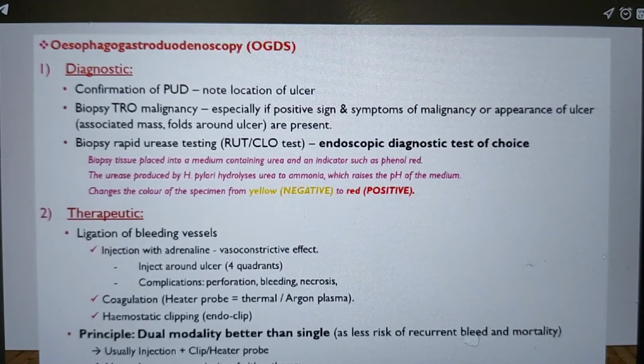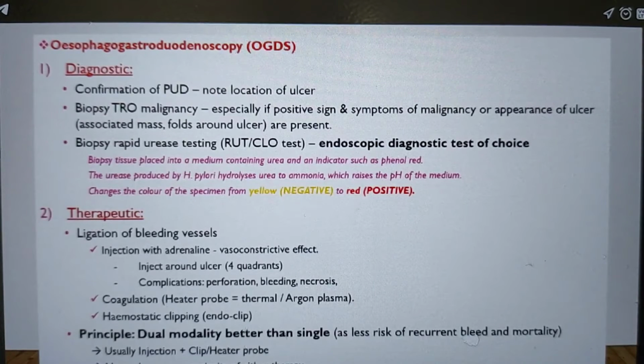The investigation that could be done in peptic ulcer is OGDS, where it serves as diagnostic and also therapeutic. Diagnostic, with the OGDS you can confirm the case of peptic ulcer disease and find the location of the ulcer. Second, we can do biopsy using the scope to rule out malignancy, especially if there are positive signs in terms of malignancy or the appearance of the ulcer.